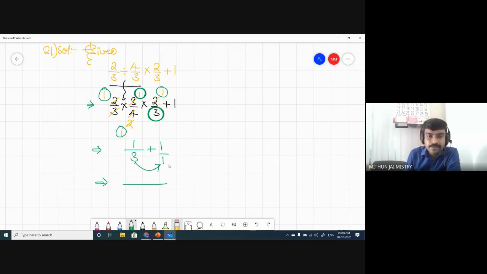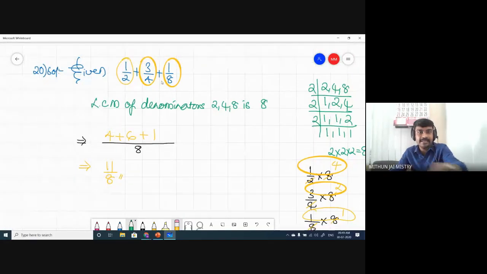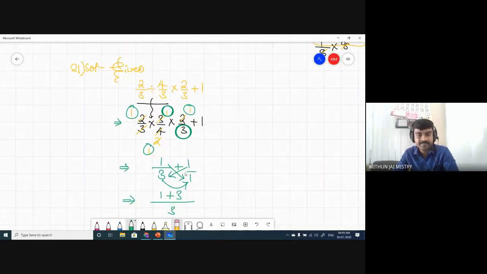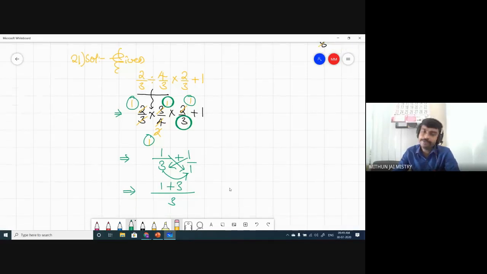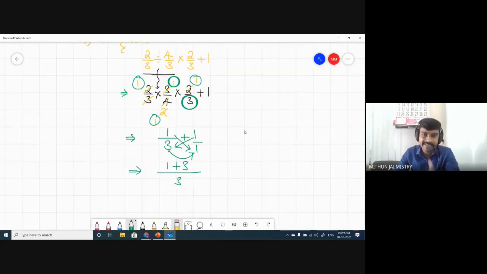3 into 1 is 3, right? Then 1 into 1 is 1. Plus 1 into 3 is 3. So this is how we do if 2 fractions have to be added. If it is more than 2, then how to do? Like this. Previous question we have seen, no? Taking the LCM and then again multiplying each fraction with the LCM and writing. But if you are adding only 2 fractions, you can do like this. Or if you want, you can go even like this also with 2 fractions. It's up to you. Is this clear, Nana?